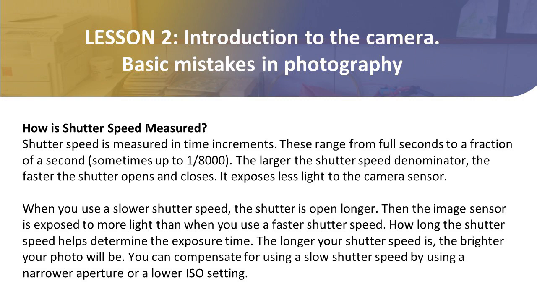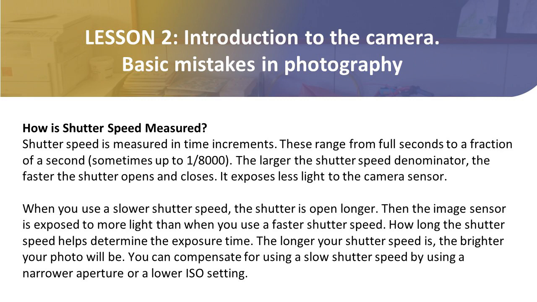It exposes less light to the camera sensor. So larger shutter speed denominator equals faster opening and closing of the shutter. Fast equals less light. So when you use a slower shutter speed, the shutter is open longer. Then the image sensor is exposed to more light than when you use a faster shutter speed.